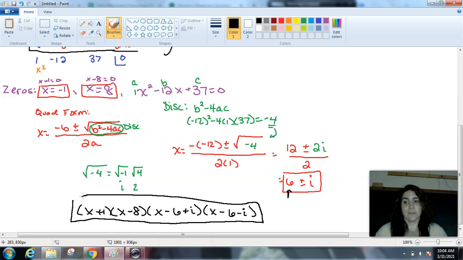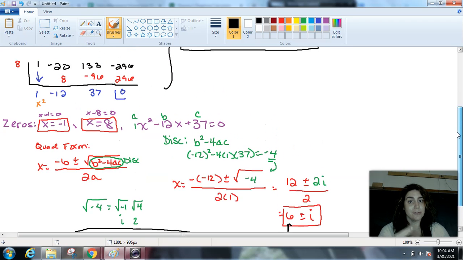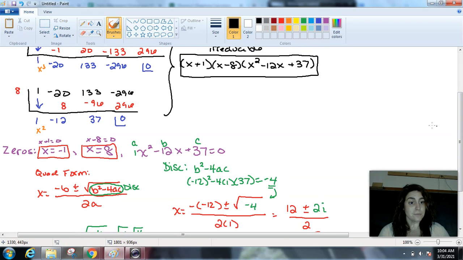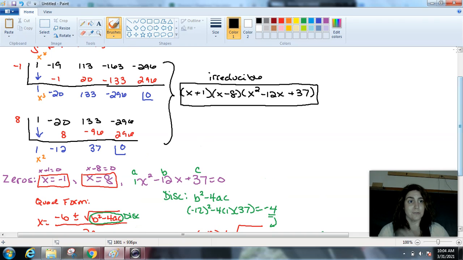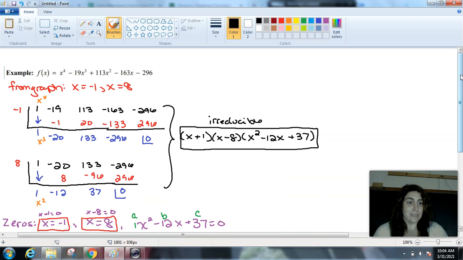And if I was to actually multiply this out, which I'm not going to make you guys do, but if you were to multiply this out, you do get back to this part for the irreducible, and you get back to the very beginning of the example.